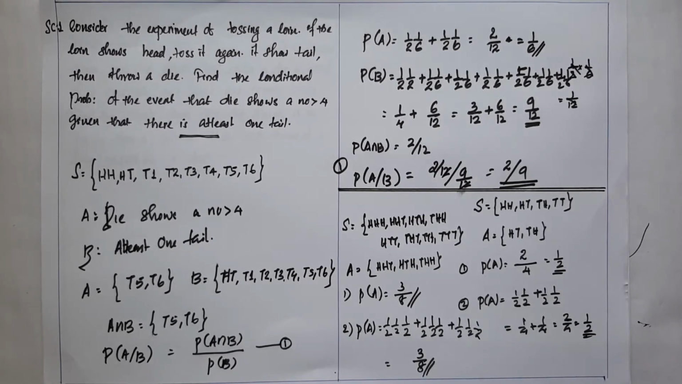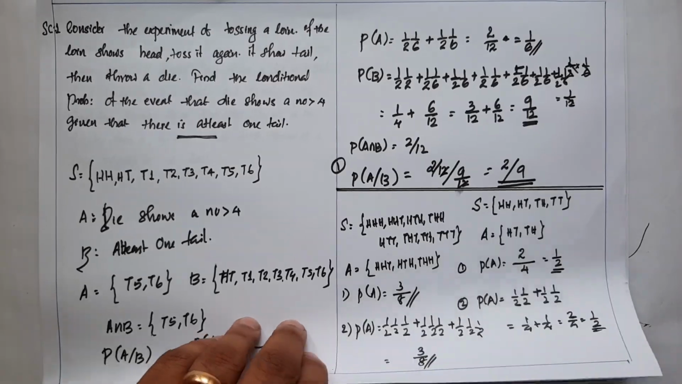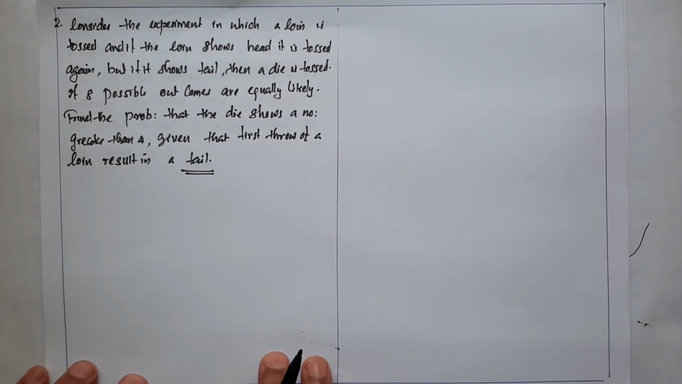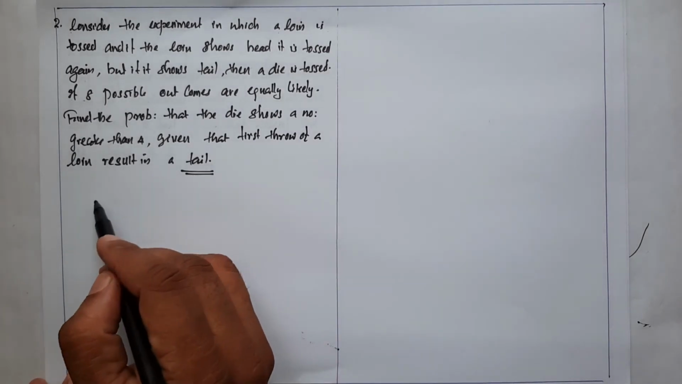This is a somewhat different type of problem. Now we will discuss one more question similar to this type of special case. Consider the experiment in which a coin is tossed and if the coin shows head, it is tossed again. But if it shows tail, then a die is tossed. If 8 possible outcomes are equally likely, find the probability that the die shows a number greater than 4, given that the first throw of a coin results in a tail.